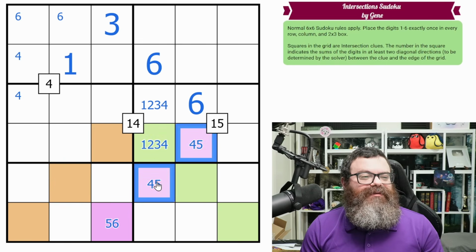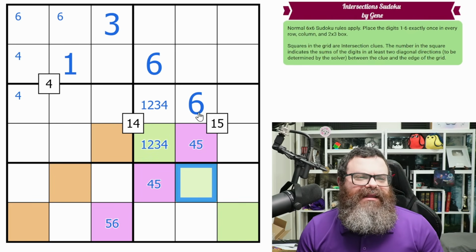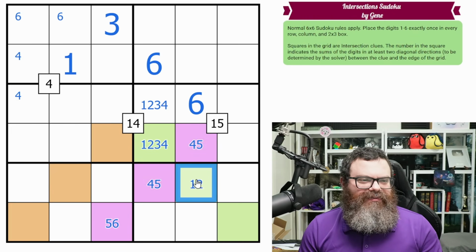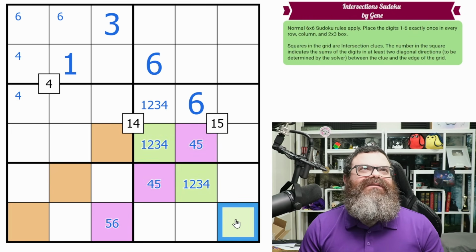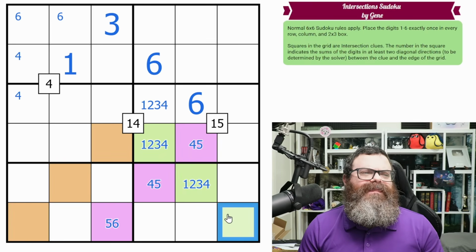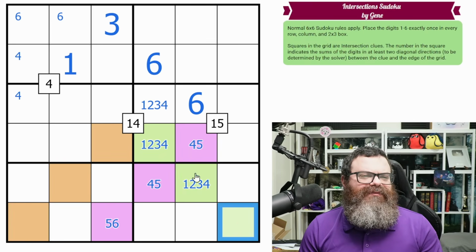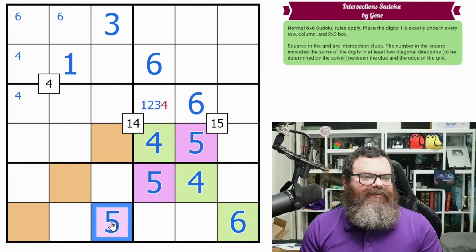If it was a 4, this would be 5, 5, 5. Now, what does this max at? This cannot be 5. This can't be 6, and it can't be 5 because one of these is 5, right? So this is also 1, 2, 3, 4. So these max at 8. We need to get to 14. That would be a 6. So this has to be 6. This has to be 6, 4, 4. That's our only option. That makes this 5, 5, 5.